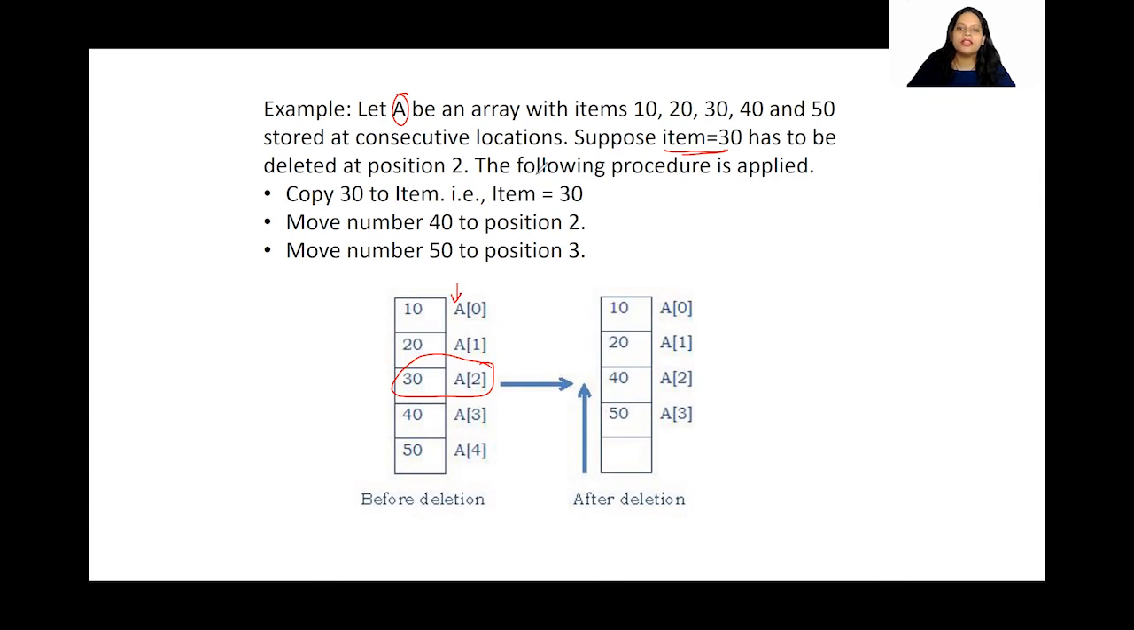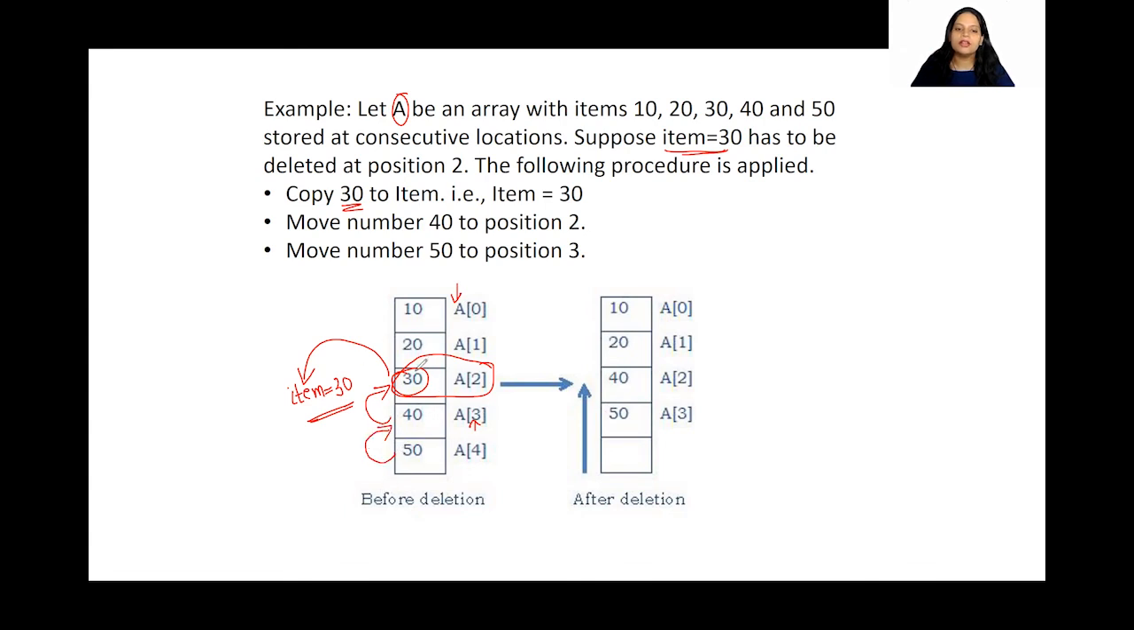Then what is going to happen? The following procedure is applied. And what is that procedure? Copy 30 into item. Deletion doesn't mean we directly remove it. First, we store it in another variable. So I'm going to say item is equal to 30. I store this value in another variable, and then move 40 to position 2. Since I have already stored 30 in another variable, I can store 40 over here. I'm moving this over here, and then move 50 to position 3. Position 3 is this one.